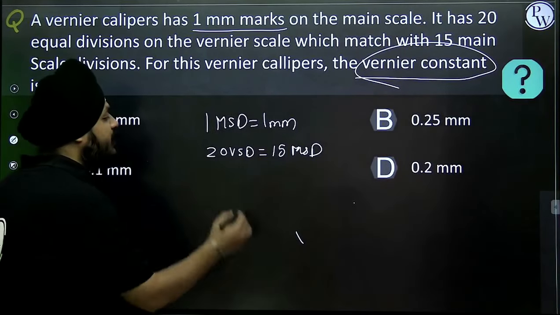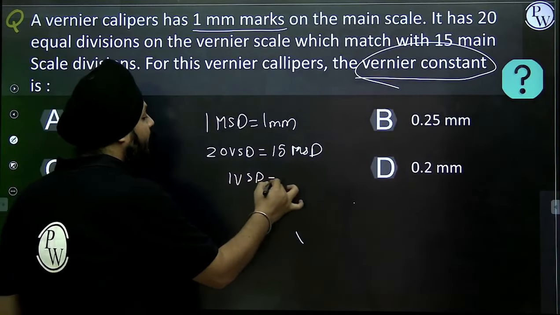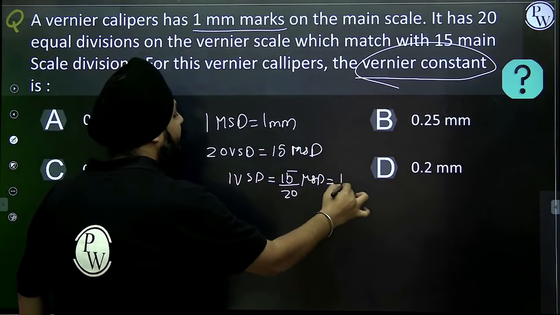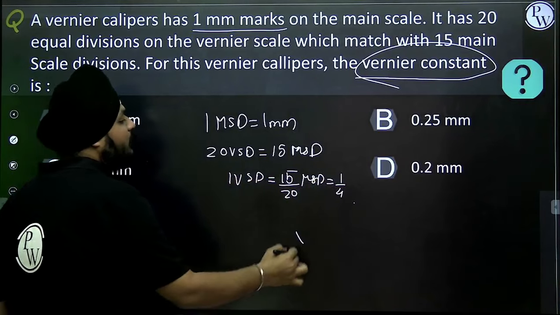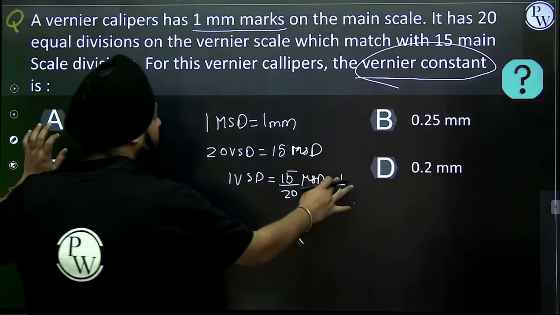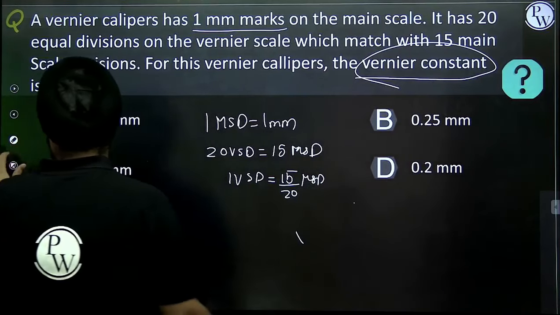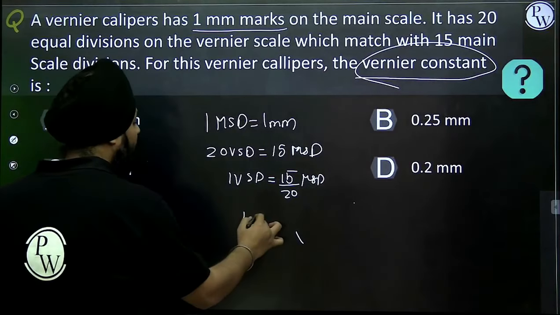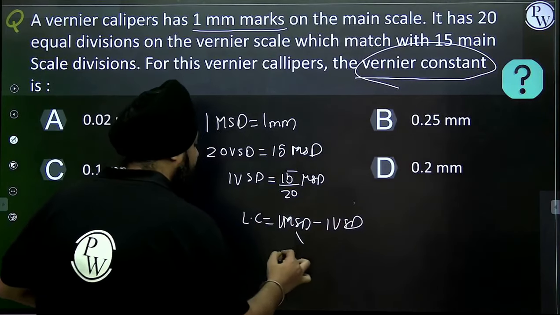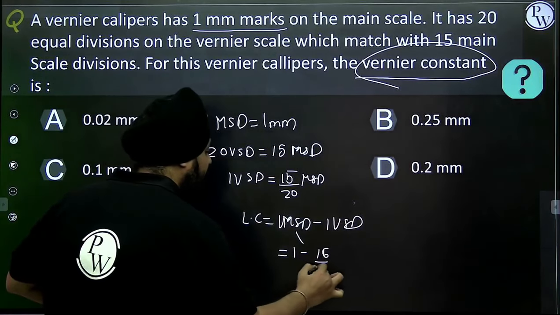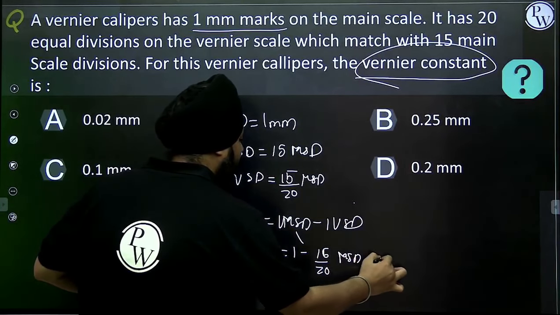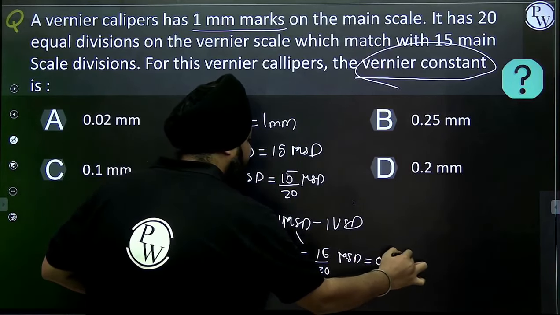Okay, see, 1 VSD is equivalent to 15 by 20 of MSD. So that will be 3 by 4. Now the least count formula is 1 MSD minus 1 VSD. So can I say it is 1 minus 15 by 20 of MSD? So that will be 0.25 of MSD.